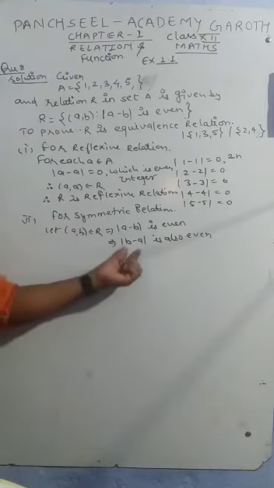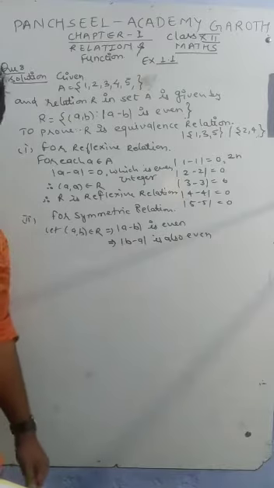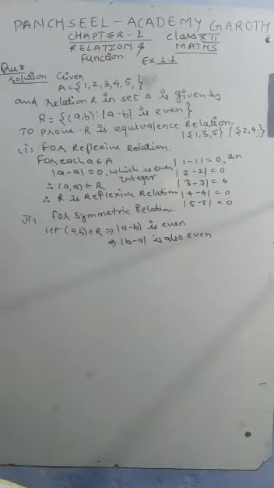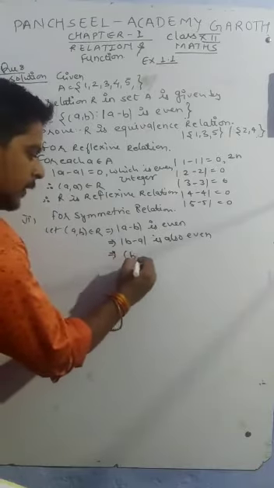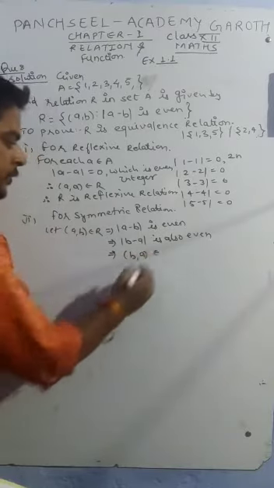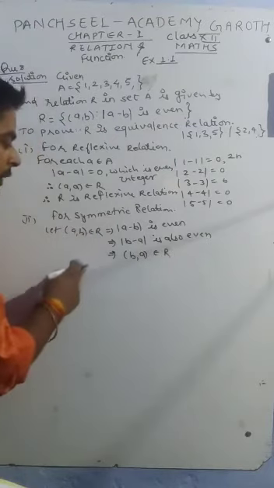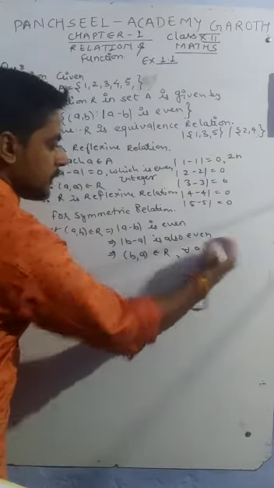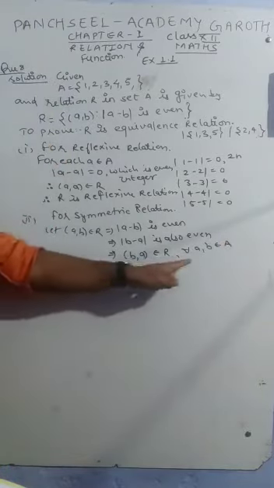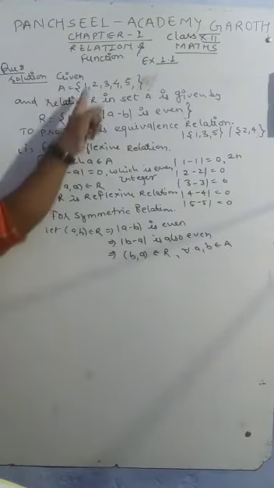But if a negative integer is obtained, then after taking the modulus, the negative integer will convert into the positive. Thus, this implies that the ordered pair (B, A) belongs to R, for all A and B belonging to set A. It means that both the elements A and B should belong to A.